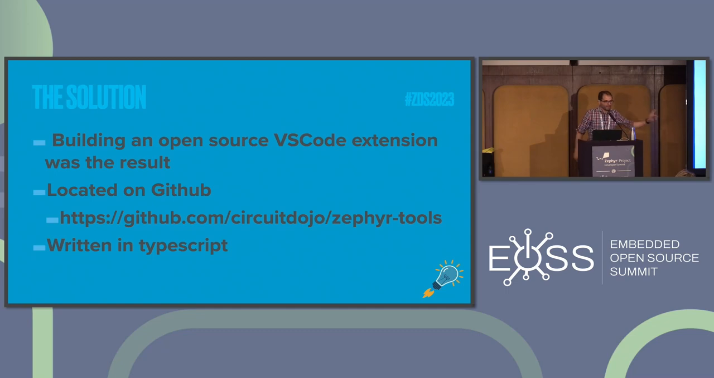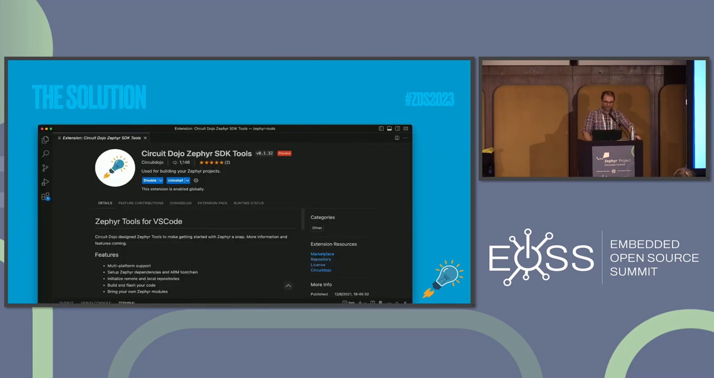That is the link right there. You can definitely check it out. It is written in TypeScript, which is preferable to JavaScript, in my opinion. At least things are typed. Here it is right here, so you can actually get it on the extension marketplace today. If you just go in the extension marketplace, search for Zephyr tools. I put a prefix of Circuit Dojo in there so people understand that it's coming from me, but it's all open source.